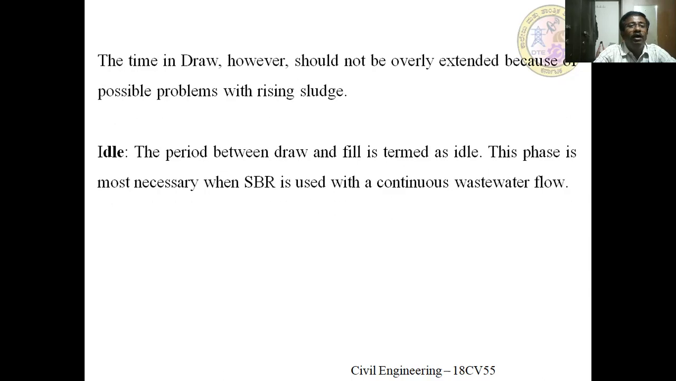The main advantages of the sequential batch reactor: it is applicable where the flow rate is up to 5 MLD. If the flow rate is up to 5 MLD, in such a case we may adopt a sequential batch reactor. And the land area required is less.